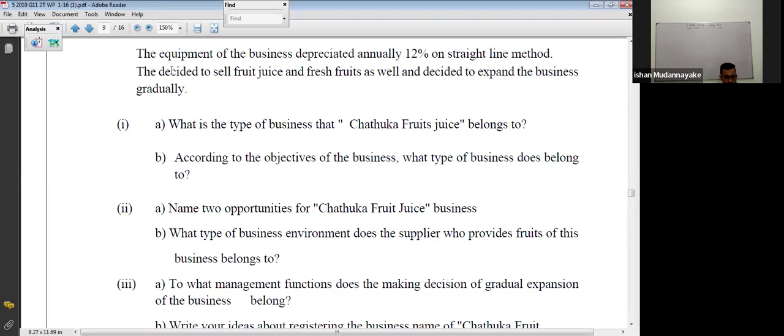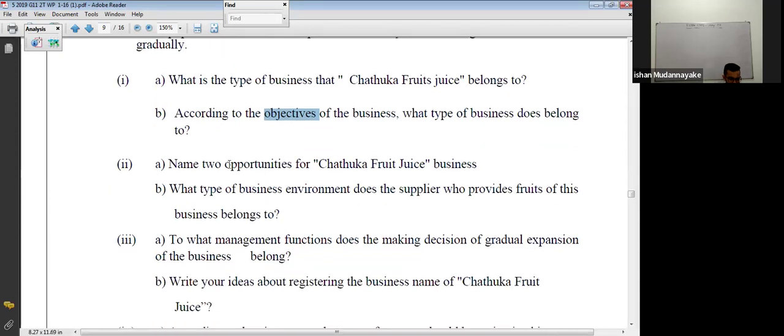Right, partnership business. Second one, B. According to the objective of business, what type of business does this belong to? Based on objective, how do you classify it? Profit oriented business. Yes, very good. Profit oriented business. Right.